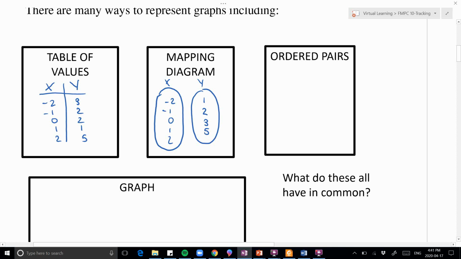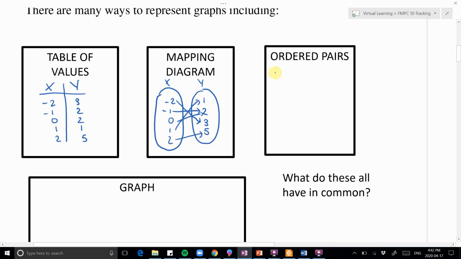The way that we show these 2 2's is with the arrows, because the arrows show the connection between the x and the y, which x values are related to which y values. So that -2 goes with 3, so we would draw an arrow. -1 goes with 2, so we draw an arrow. 0 also goes with 2, so we draw an arrow. 1 goes with 1, and 2 goes with 5. So the arrows show you which values are connected.